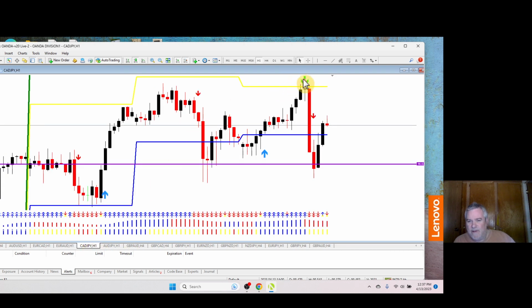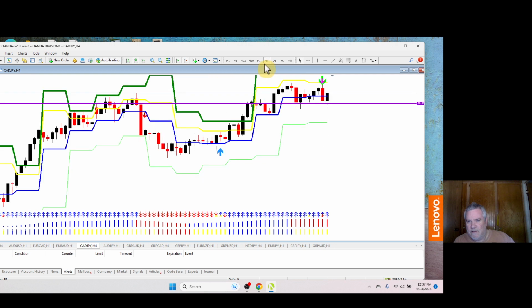CAD yen again made a big sell. It's retraced most of that down move on the 1 hour. The 4 hour is in sell mode, so if it pushes up a little bit more, then you may want to do a low risk trade on the 4 hour on the CAD yen.